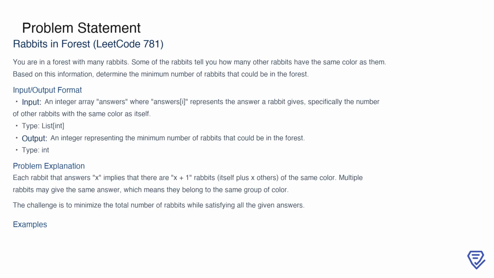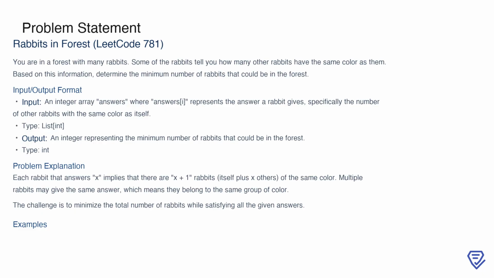The input to the problem is an array called answers, where each element represents the answer given by a rabbit. For example, if a rabbit answers X, it means there are X plus 1 rabbits of the same color, including itself. The output is a single integer representing the minimum number of rabbits in the forest.